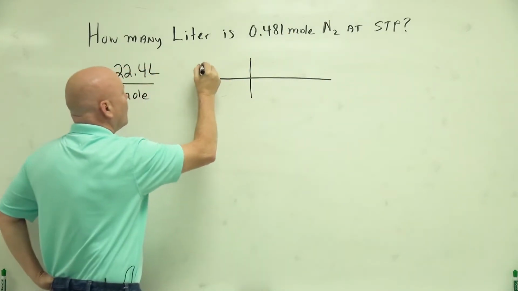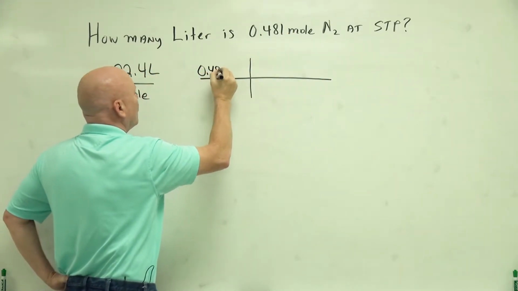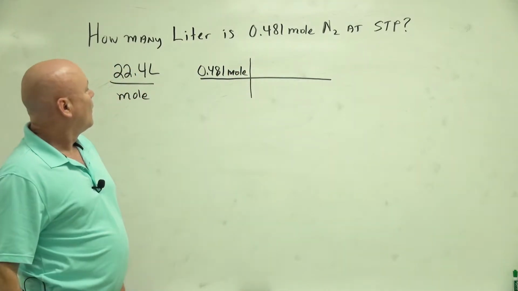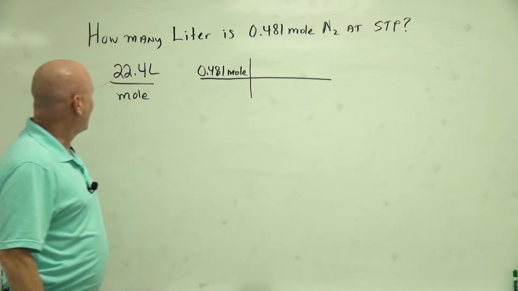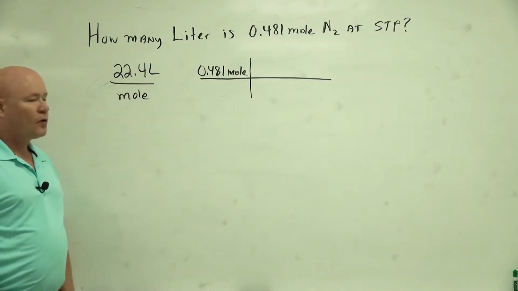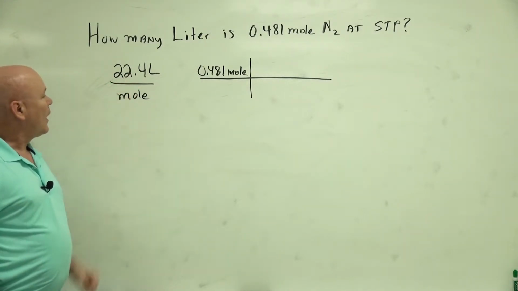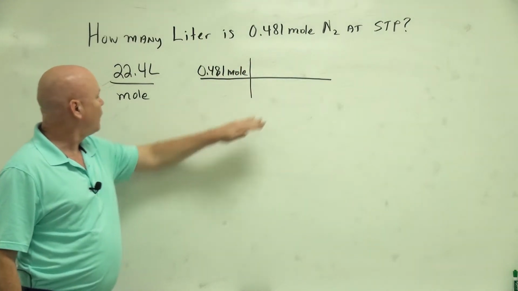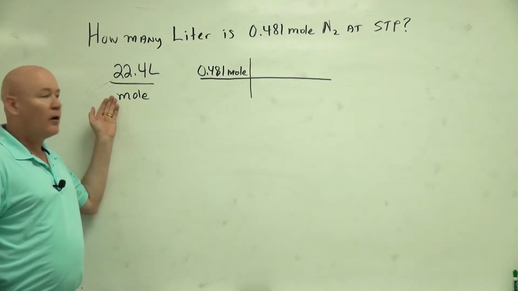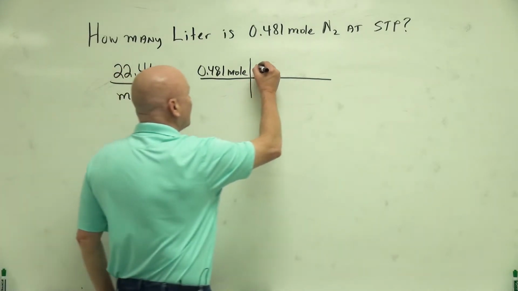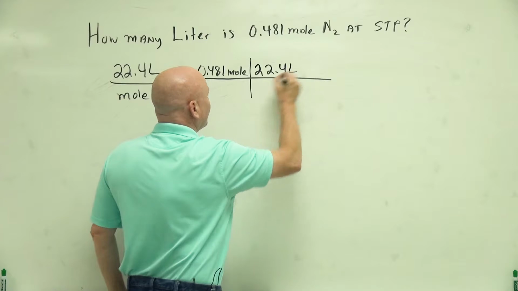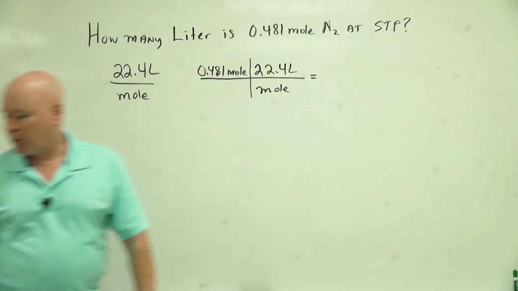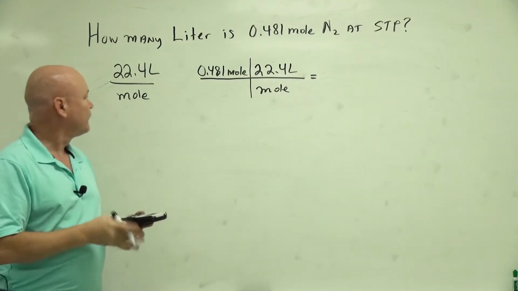And so our measured number is 0.481 mole. And that's our measured number. We always start with our measured number, and here's our STP conversion factor. We're going to take this, and we need to match up moles with moles so that they cancel. And I see moles is already on the bottom, so we'll use this like it is. And we'll put this in our calculator.